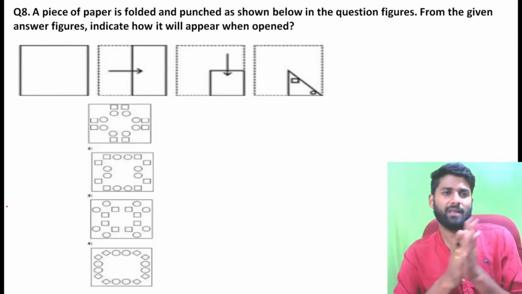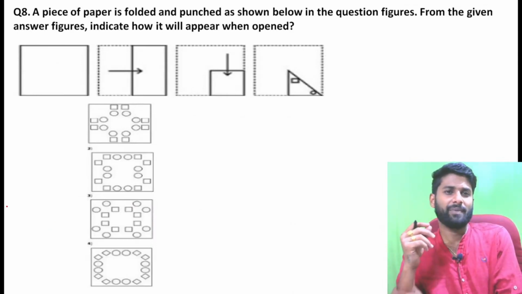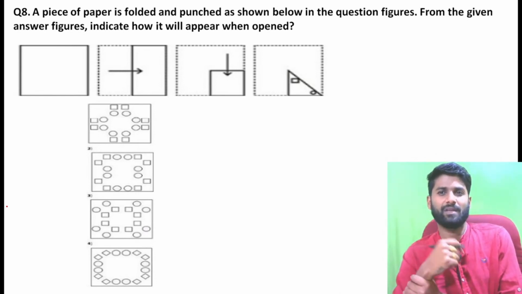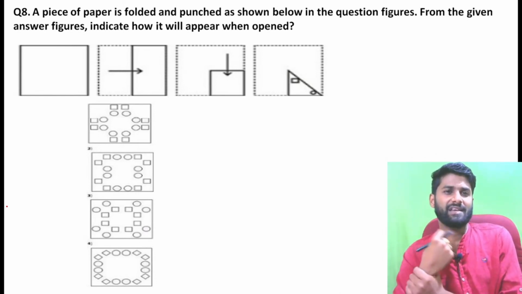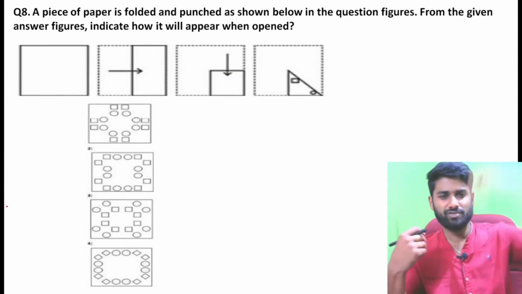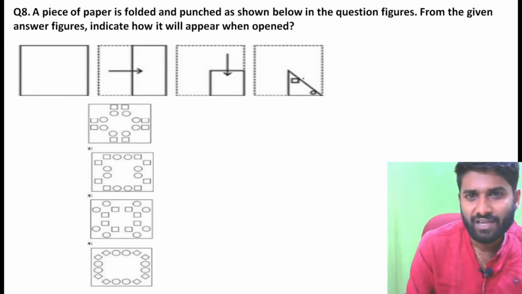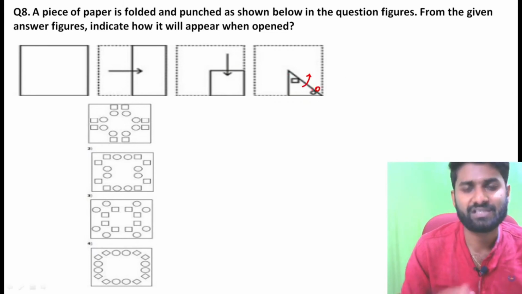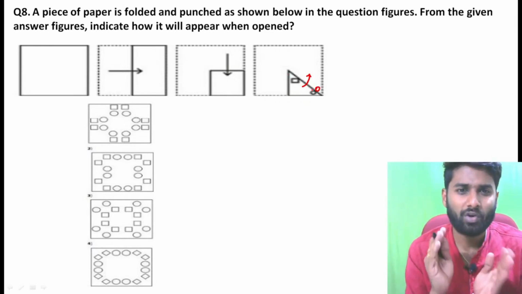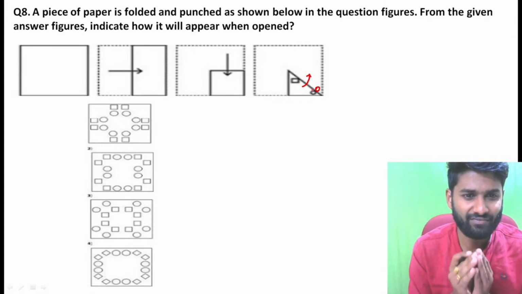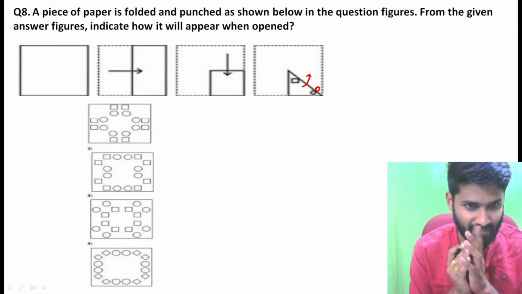Next. Again, a piece of paper is folded and punched as shown below in the given question figure. From the given answer figures, indicate how it will appear when it is open. Just concentrate on that. See guys, when it is open in this direction, when it is open in this direction, we can get one circle here. So all the corners definitely are maintained as circles, guys. We want the corner circles.